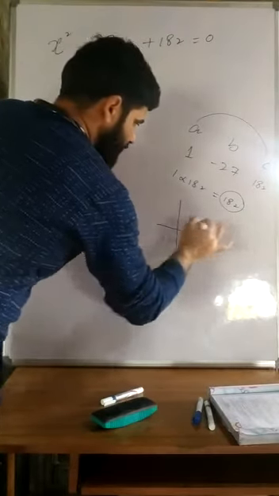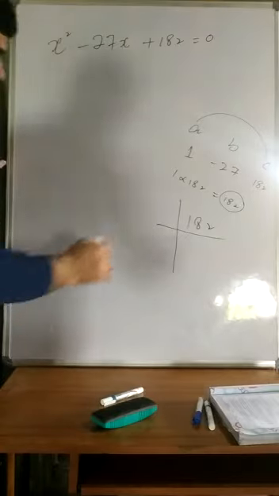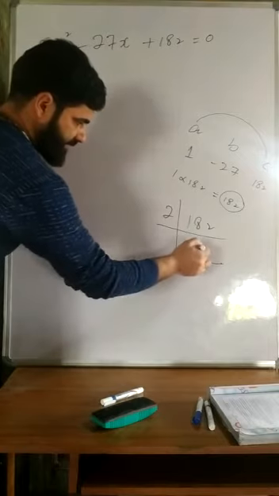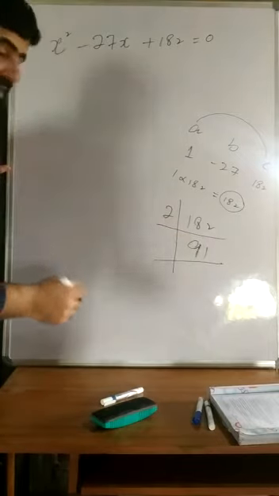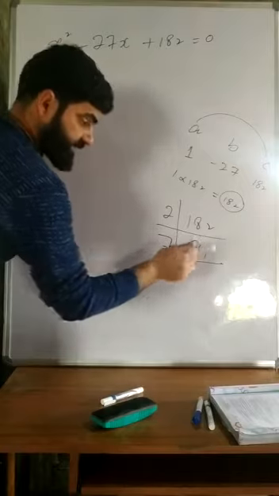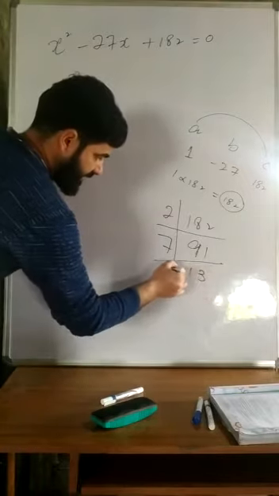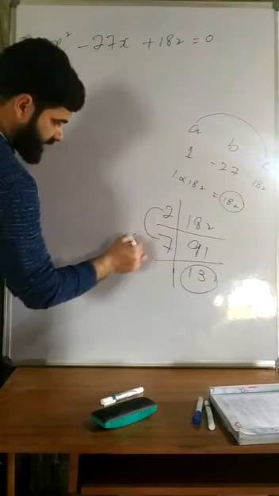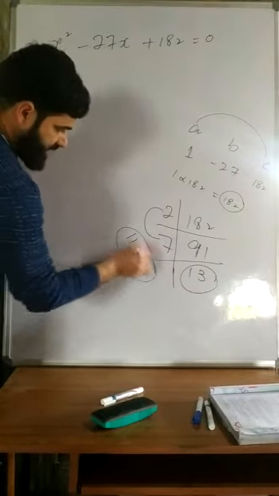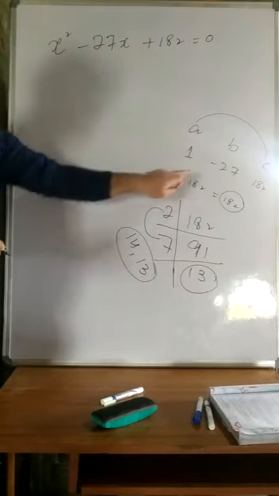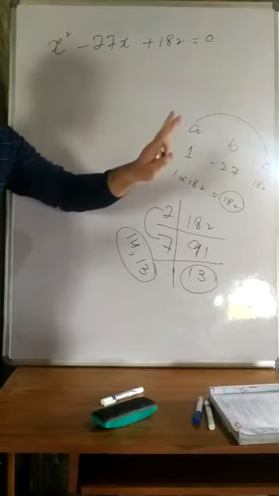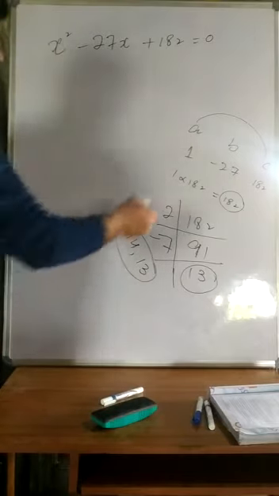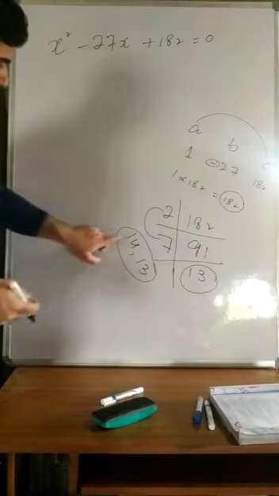Just calculate its factors. 182 is 2 times 91, and 91 is 7 times 13. Now 7 times 2 is 14, and this is 13. So it is 14 and 13. When you add 14 and 13, you will get 27. You have to get minus 27. Let's leave it. Later on we will discuss about this minus. So it is 14 and 13.